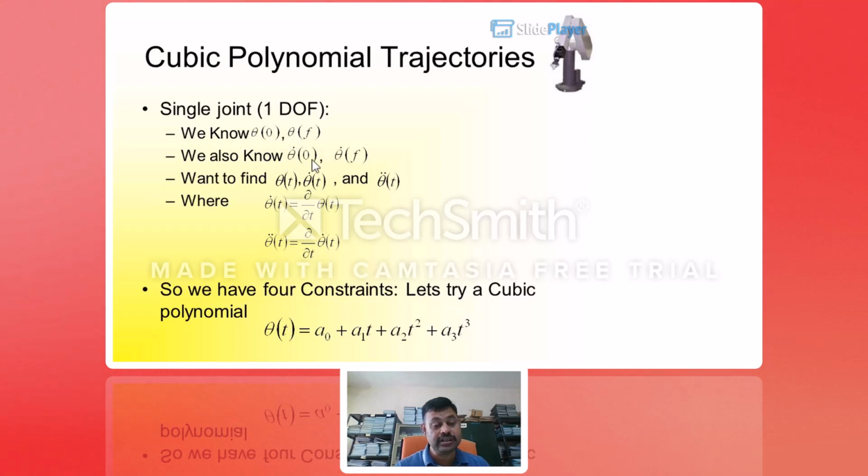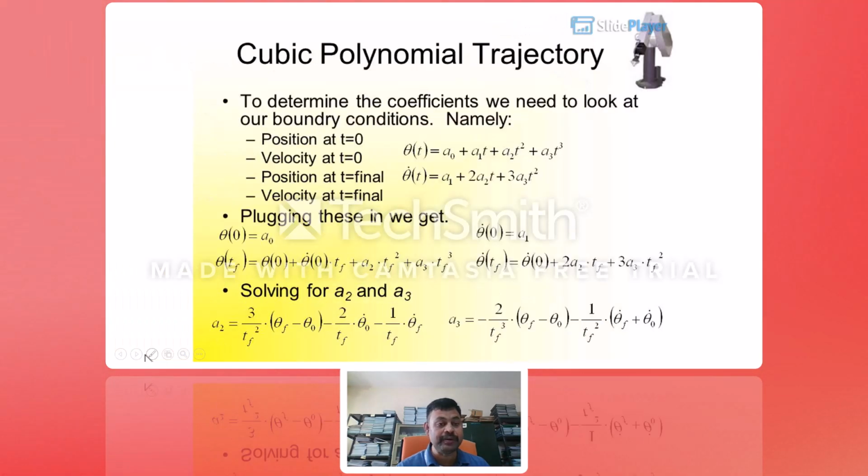We also know theta dot 0 and theta dot f, which represent velocity. We want to find theta of t, theta dot of t, and theta double dot of t. This always represents the acceleration also. Here theta dot of t is equal to dou theta by dou t with respect to t. Theta double dot means dou by dou t of theta dot of t. Suppose we have four constraints. Let us try a cubic polynomial. Theta of t equals a0 plus a1 t plus a2 t square plus a3 t cube. This is the way we have to represent it in terms of a polynomial.